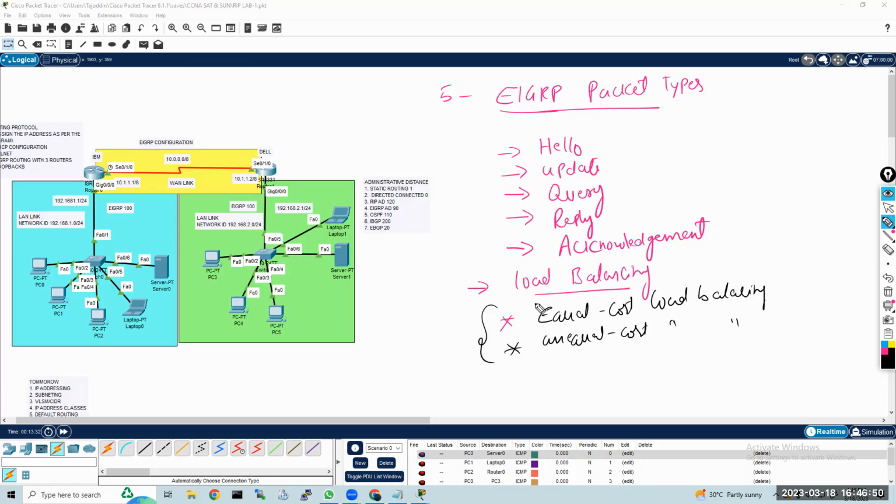How is this equal and unequal load balancing going to work? For example, let's say I connect 4 routers, connected in this way. Equal load balancing: suppose here it sends 5 Mbps, here also 5 Mbps, and here also 5 Mbps, and here also 5 Mbps. This is called equal load balancing, equal cost load balancing.